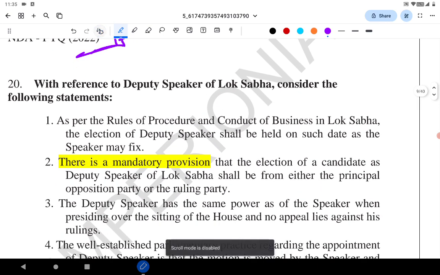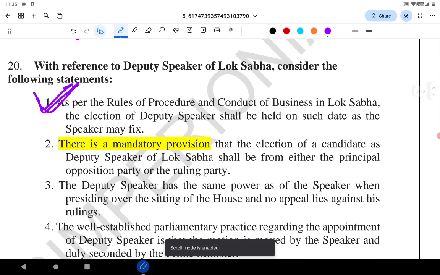With reference to the Deputy Speaker of Lok Sabha, consider the following. As per the rules of procedure and conduct of business in Lok Sabha, the election of the Deputy Speaker shall be held on such a date as the Speaker may fix. Correct. The date of the Speaker's election is fixed by the President. The Deputy Speaker's is fixed by the Speaker. The first statement is correct.